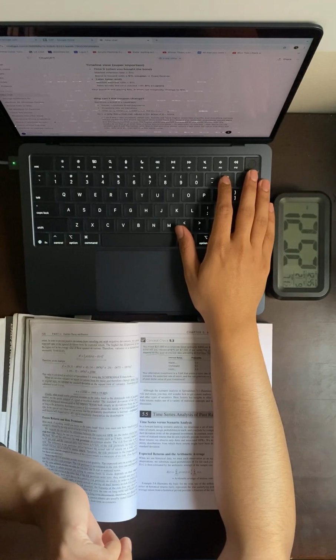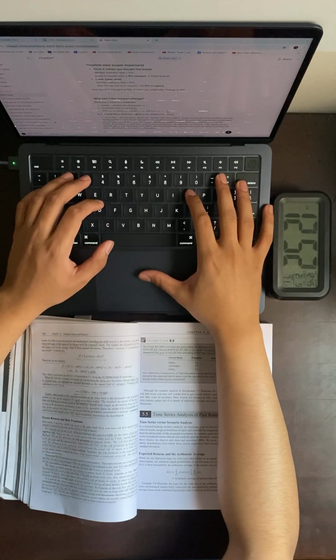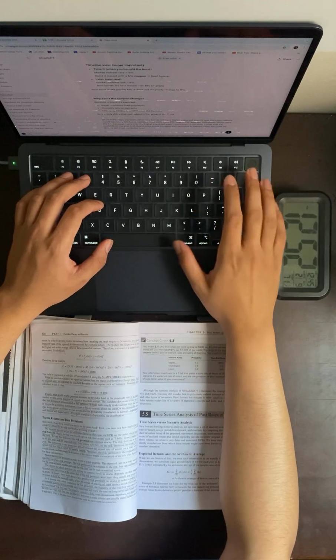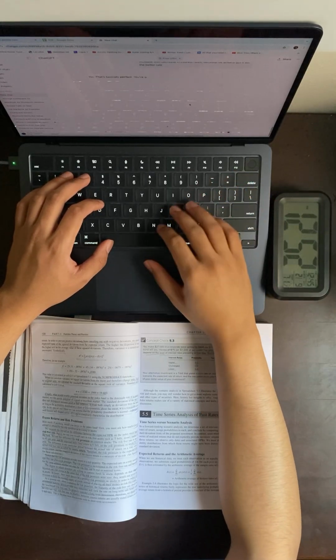When you sell something, you buy it back. Oh, no, it's not like so.